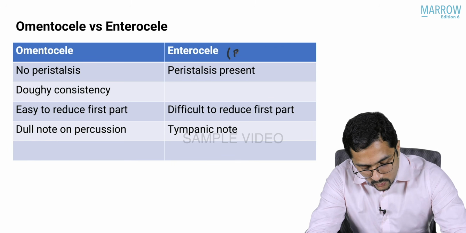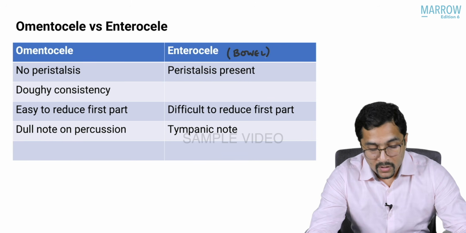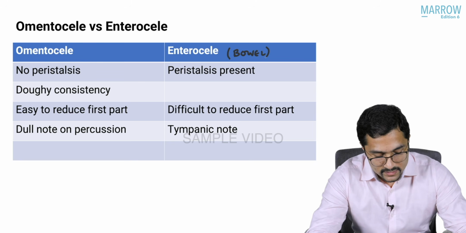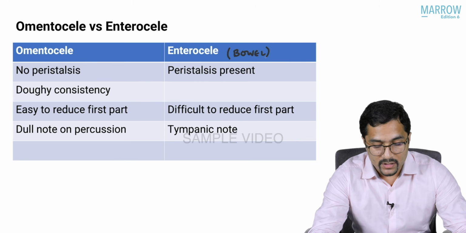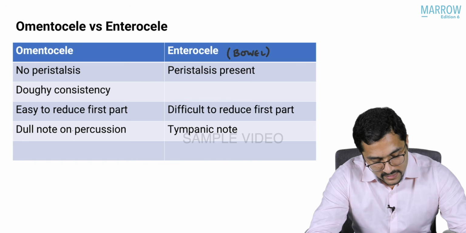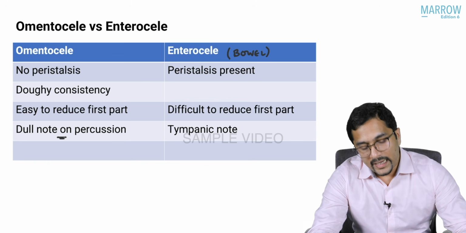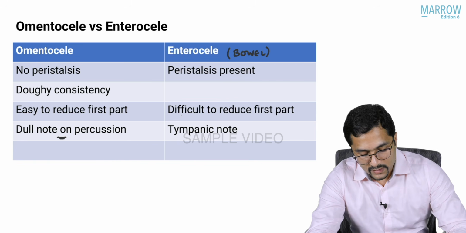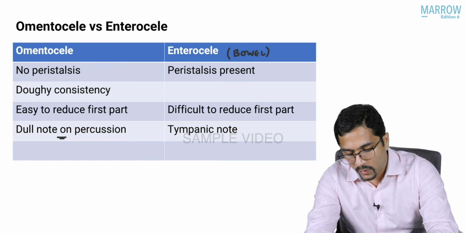Now, in omentocele, no peristalsis will be present. In enterocele, peristalsis will be present. Omentocele will have a doughy consistency. It is easy to reduce the first part and it will have a dull note on percussion. Enterocele, it is difficult to reduce the first part and it will have a tympanic note on percussion.